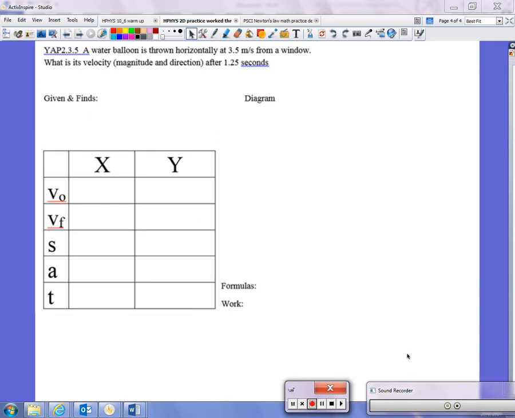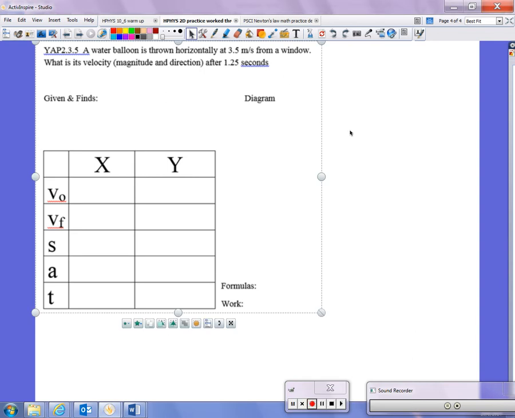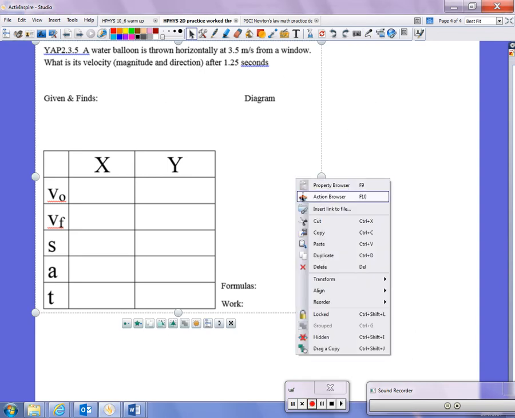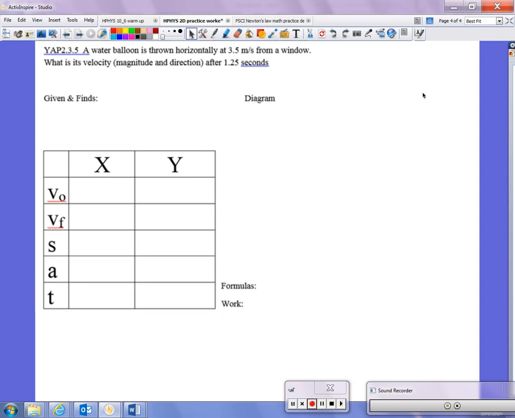Okay, so here is our fourth horizontal practice problem. Again, if you have not done this work, you want to make sure that you do the problems yourself before you watch this video. If you're having any trouble with setup, please make sure that you email me.